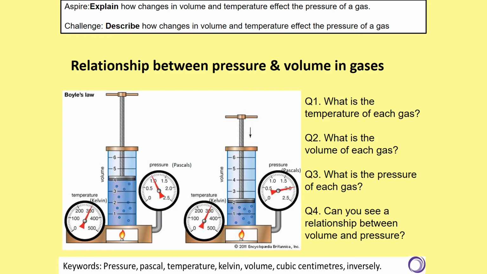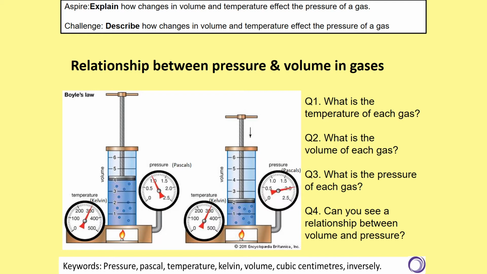Now, the first one on the left-hand side of your screen, the volume is 4, but on the other side, the volume is 2. And now we can see that because the volume's changed, that's had an effect on the pressure. So when the volume is 4, so when the volume's higher, the pressure is lower, it's at 1. Whereas when we decrease the volume down to 2, the pressure increases to 2 instead of being 1.